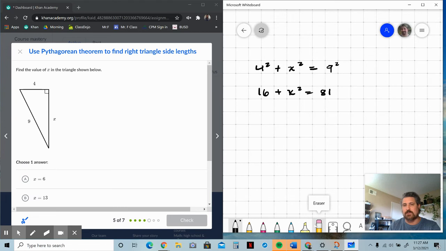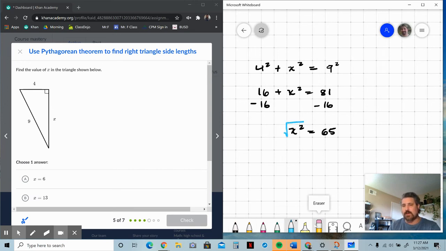You're going to want to get the x squared by itself, so take away 16 from both sides. You get x squared is equal to whatever 81 take away 16 is. So that's 81 take away 10 is 71, and then 71 take away 6 is going to be 65. So you're looking at x squared equaling 65.